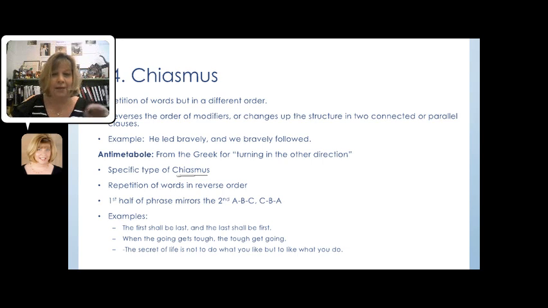Now in antimetabole, the words are repeated in exactly reverse order. So you get this mirror image, and the first one will be an ABC and then a CBA. So some famous examples include the first shall be last and the last shall be first. When the going gets tough, the tough get going. So that's a mirror reversal. A chiasmus refers in general to any kind of repetition of words in a different order, and antimetabole means a direct turning of the exact phrase.